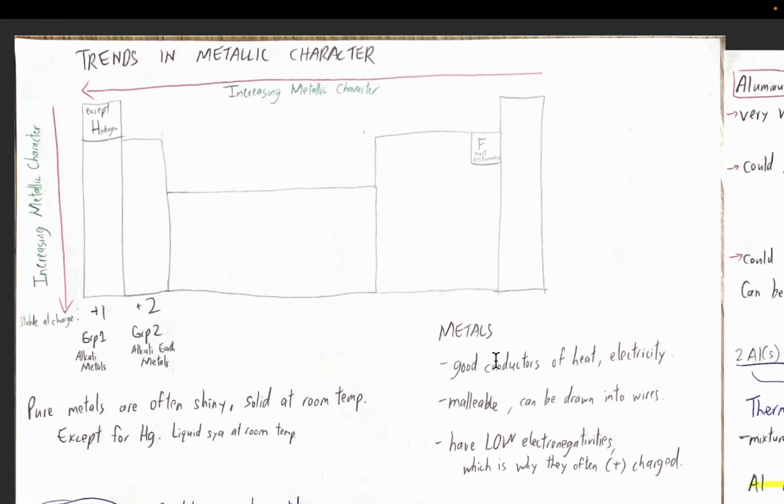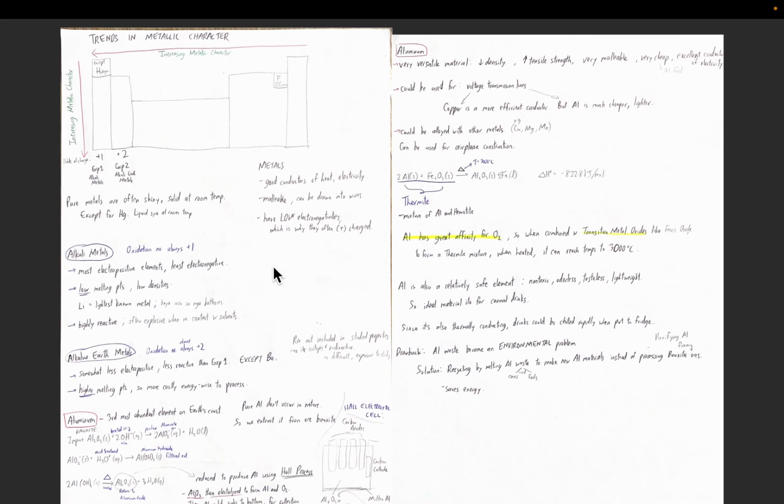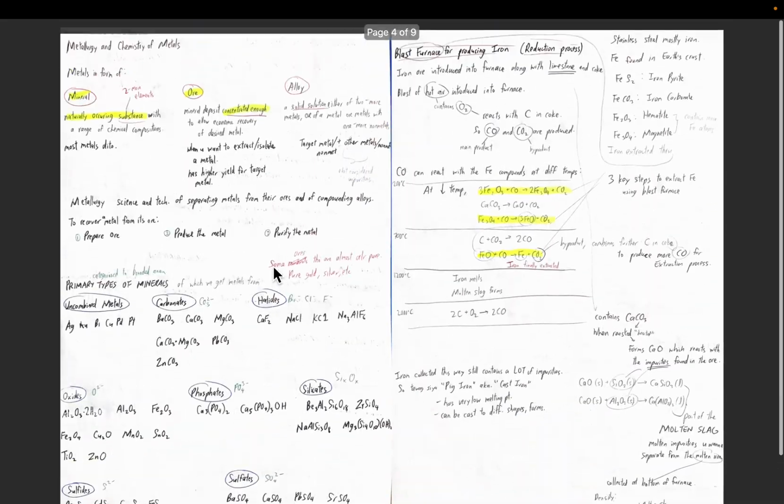Metals are good conductors of heat and electricity. They are malleable, they can be drawn into wires, and they have low electronegativities. Like I said earlier, metallic character has an inverse relationship with electronegativity. So the more, let's say, metallic-ish it is, it has a lower electronegativity value. So it explains why they are often positively charged. Where has this been mentioned previously? Actually, in the first page.